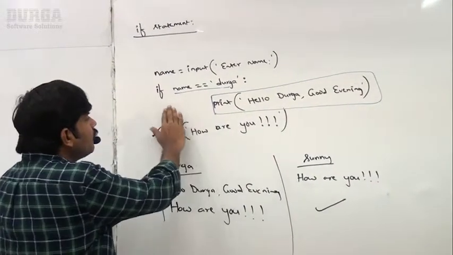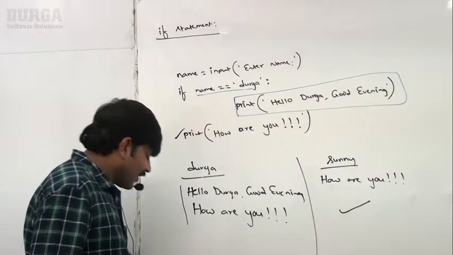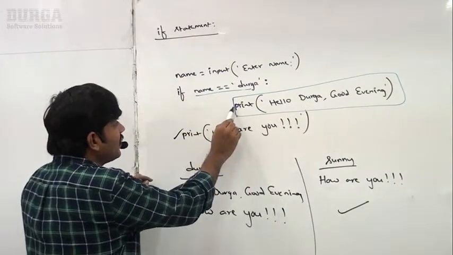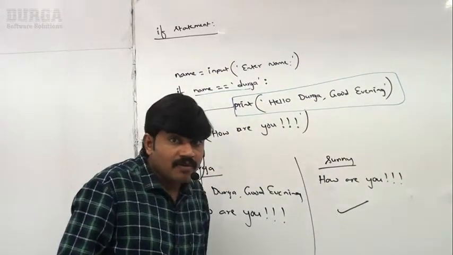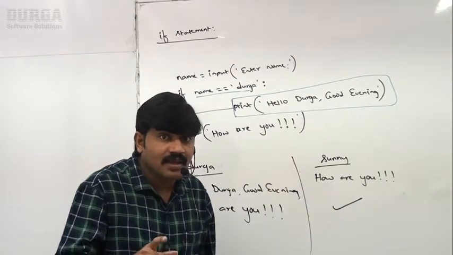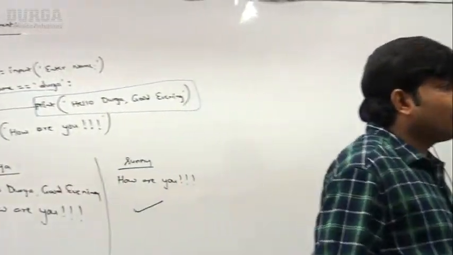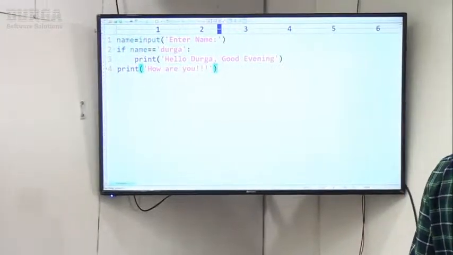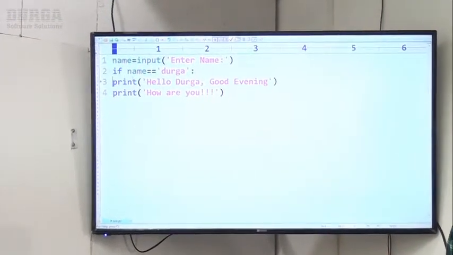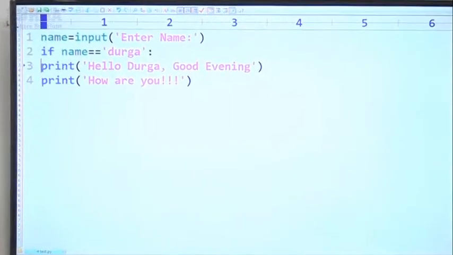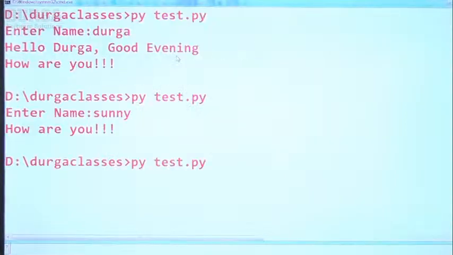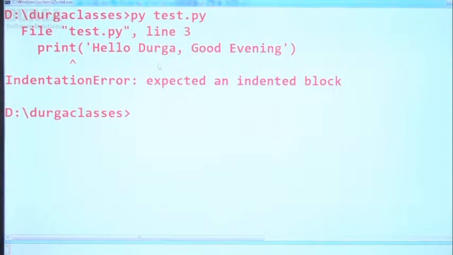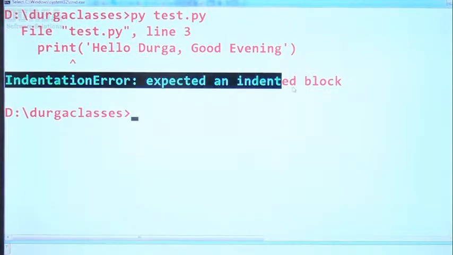Suppose I remove the spaces, can you please confirm? Here I didn't take any spaces. This print statement started from here. What will happen? Indentation error. Have a look once. Indentation is compulsory for a block. If I remove it, here I didn't take any indentation. What will happen? Observe carefully: IndentationError, expected an indented block.